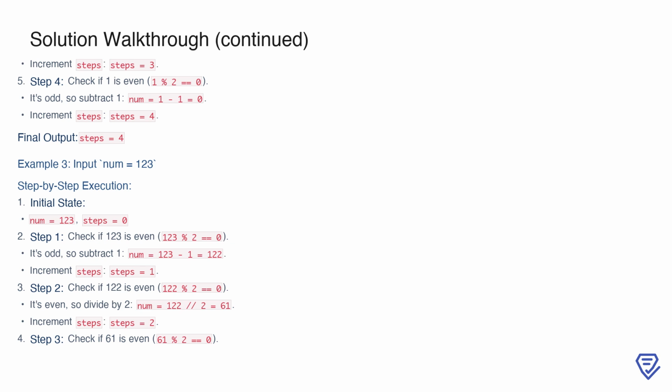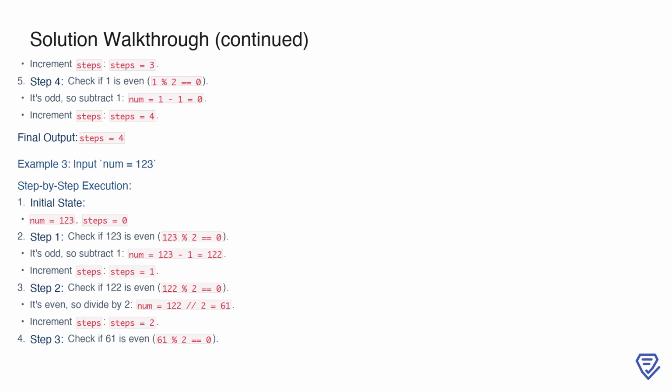For the third example, the input number is 123. Starting with number equals 123 and steps equals 0, we first check if 123 is even. Since it's odd, we subtract 1 to get number equals 122 and increment the steps to 1. Next, we check 122, which is even, so we divide it by 2 to get number equals 61 and increase the step count to 2.